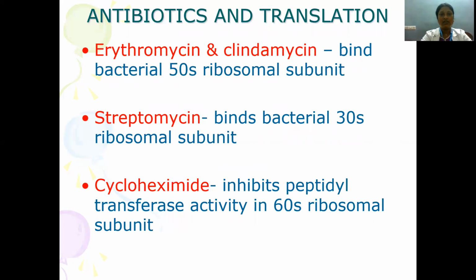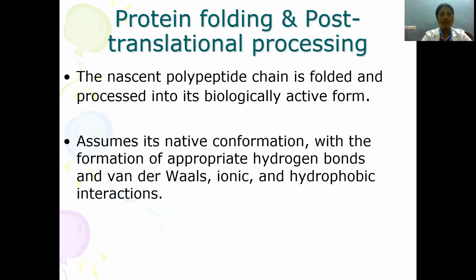Erythromycin and clindamycin bind the bacterial 50S ribosomal subunit. Streptomycin binds the bacterial 30S ribosomal subunit. Cycloheximide inhibits peptidyl transferase activity in the 60S ribosomal subunit. And next, the last part is protein folding and post-translational processing.